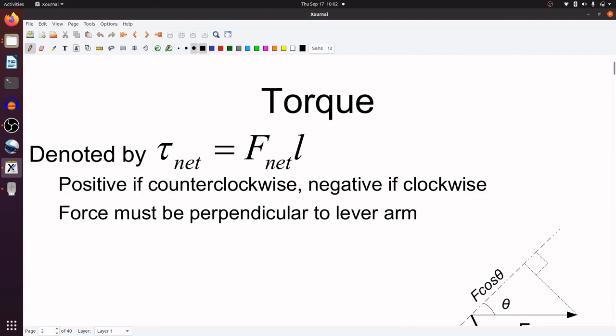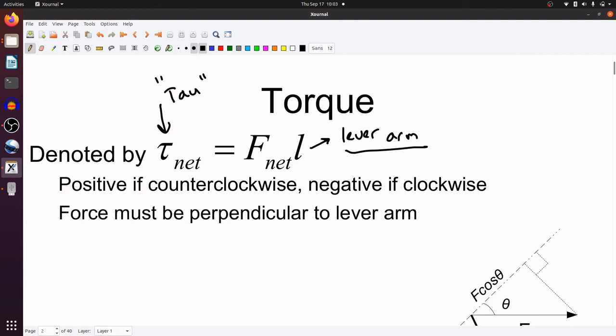So instead, we have something called torque. Torque is represented by a tau. This is a tau. It's a Greek letter, and generally tau will always stand for torque. Your book defines it as a force times the L, which is the lever arm. There are a lot of different terms for this, but I think your book sticks with lever arm, and I like it. Torque is positive if counterclockwise, and it's negative if it's clockwise.